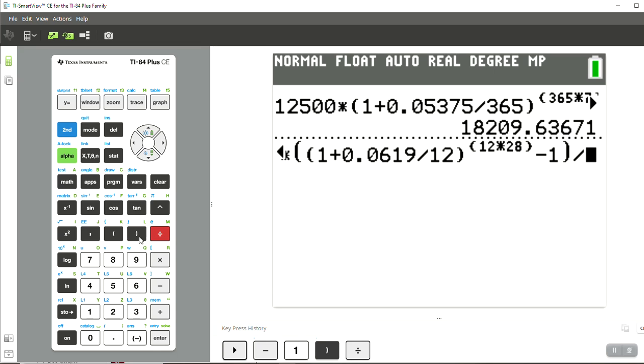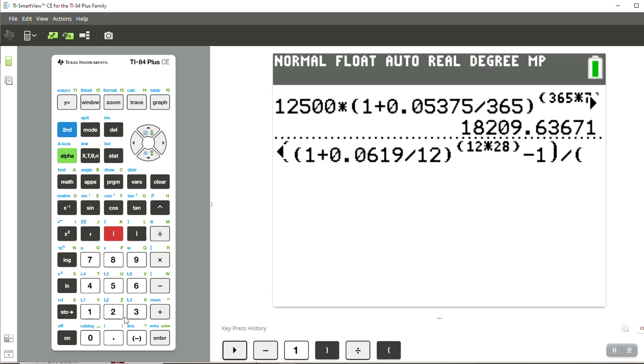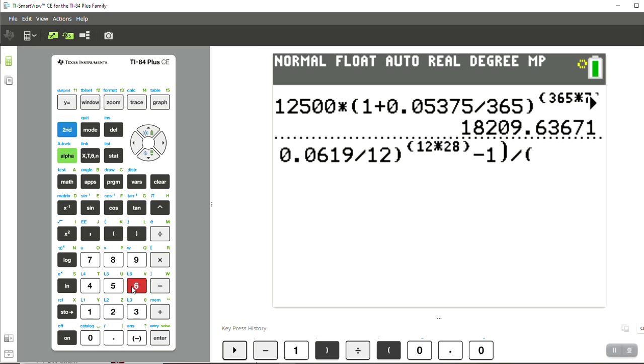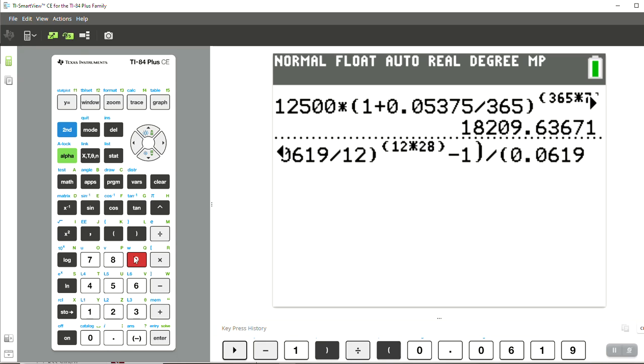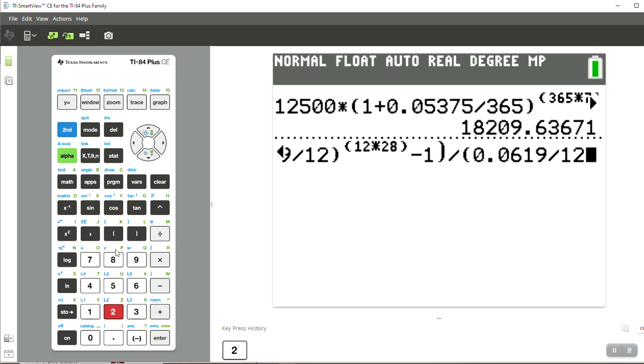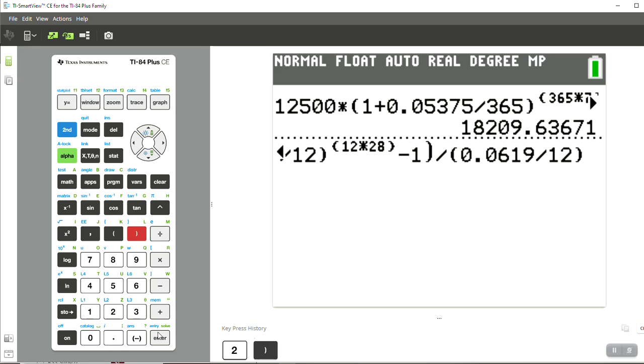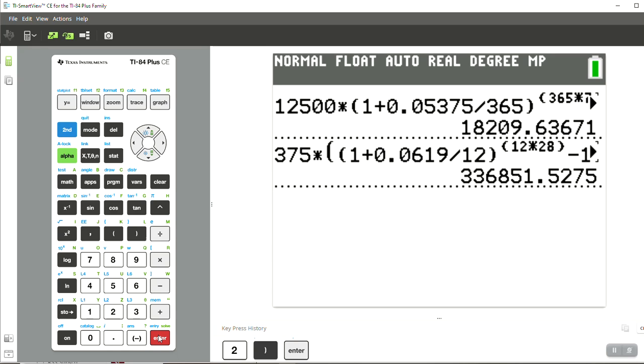I'm going to push the division bar for the fraction bar and put the decimal form of 6.19% divided by the appropriate n value of 12 for compounded monthly in the denominator. And that account should have built up to $336,851.53 to the closest penny.